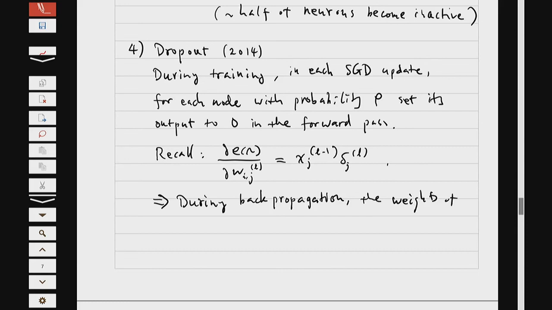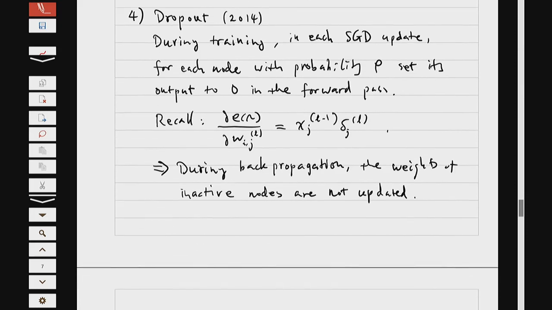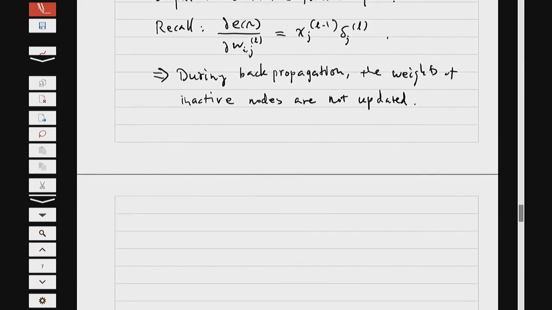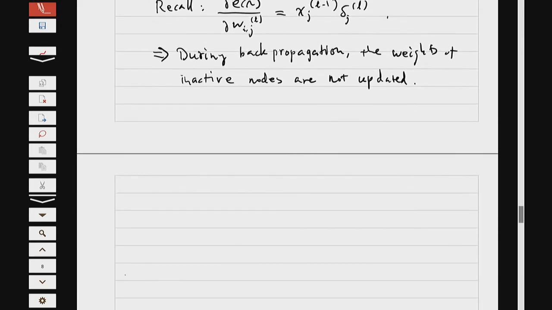The weights of inactive nodes are not updated. Okay. And also because the output is 0, that neuron does not participate, right?